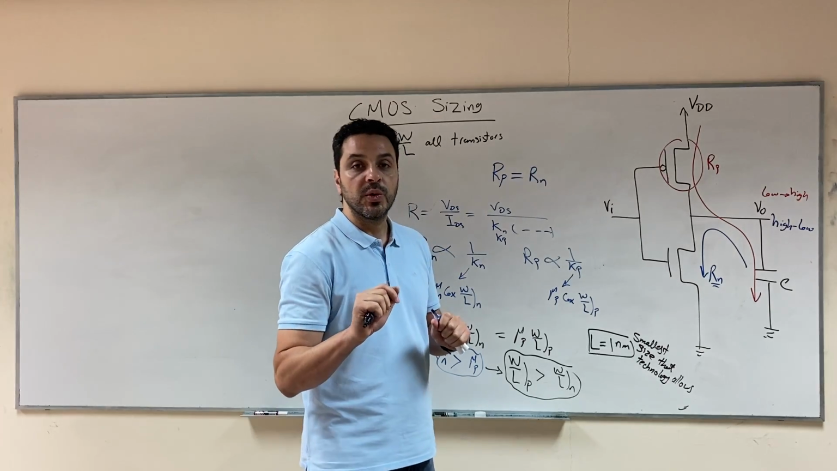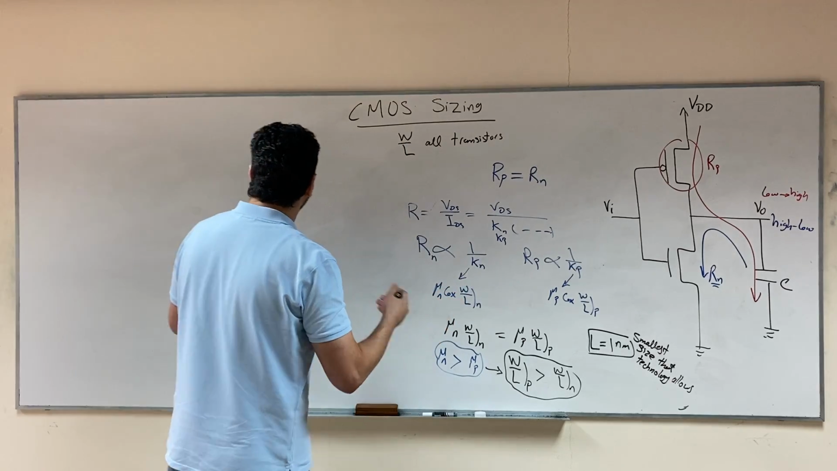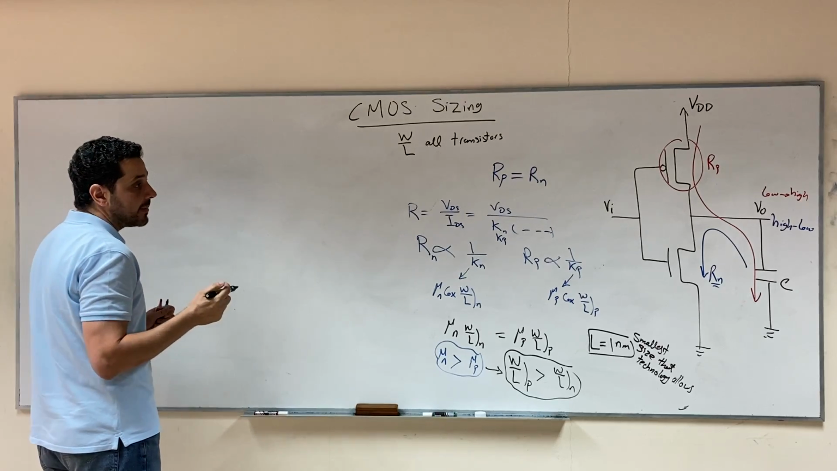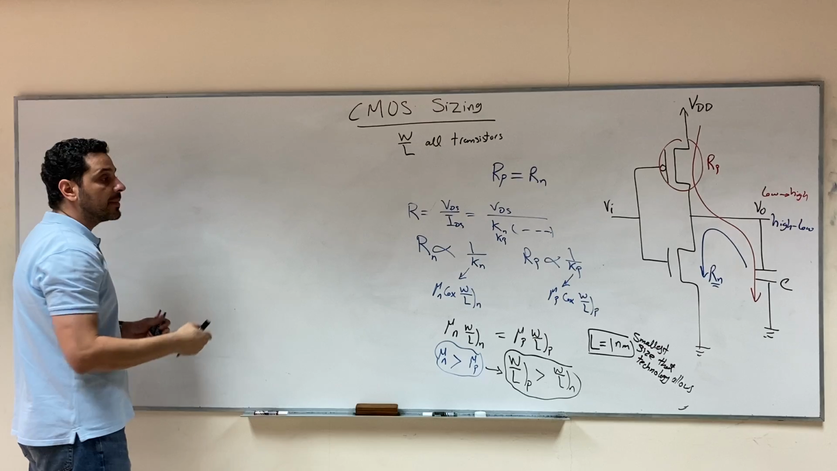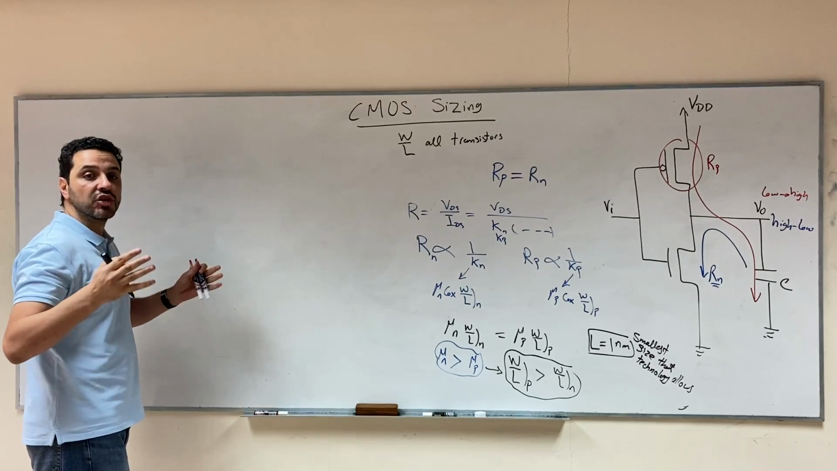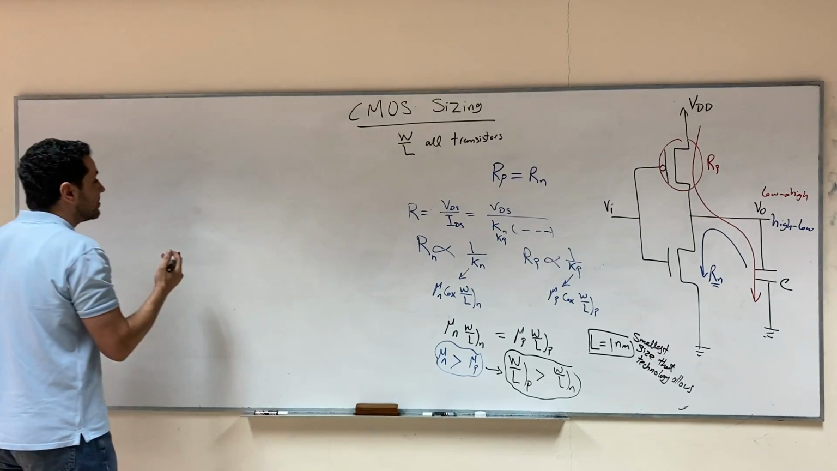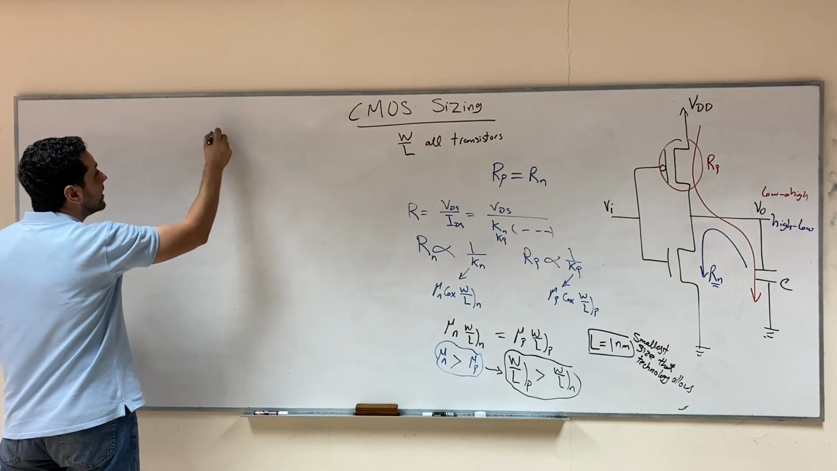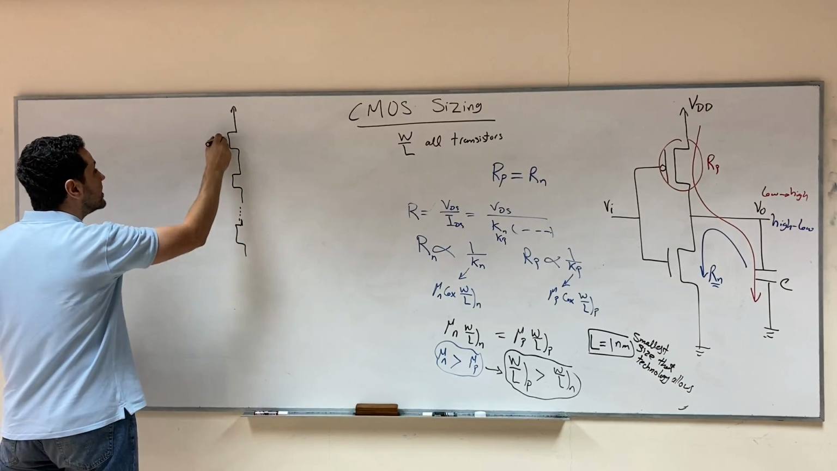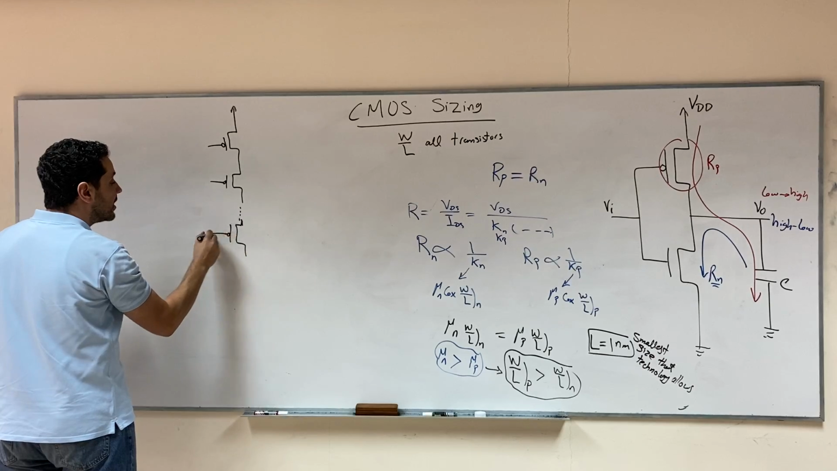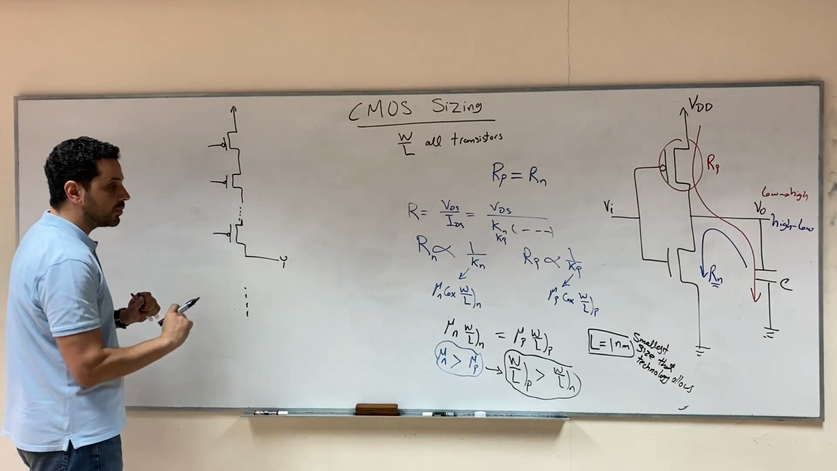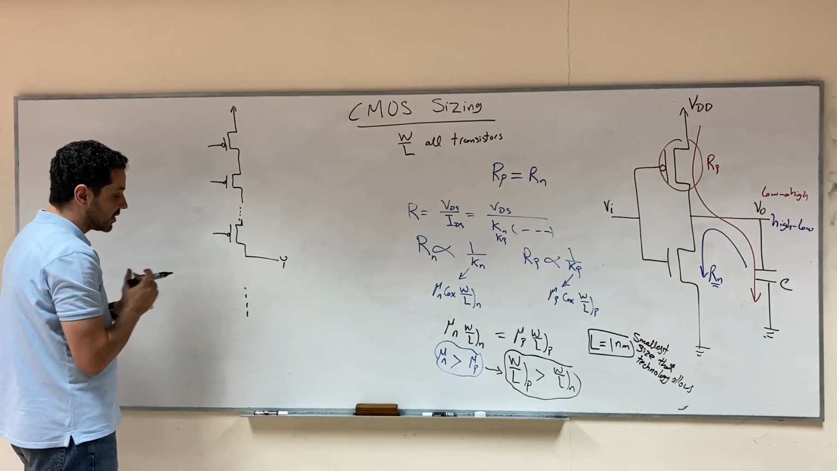Let's now move to bigger logic gates. What happens if we deal with bigger logic gates? We have a problem. Why? Because in the pull-up network and the pull-down network, we don't have only one transistor. We have some combination of transistors connected together. For example, imagine that in some logic gate, we have n PMOS transistors connected in series. Let's not talk about the pull-down network for now. Let's focus on the pull-up network.